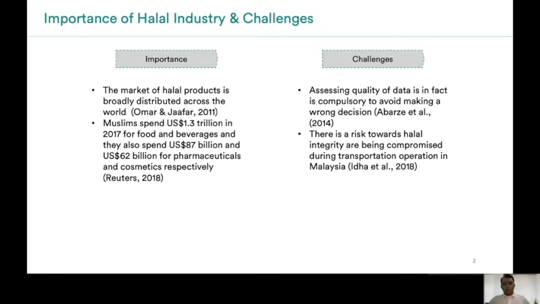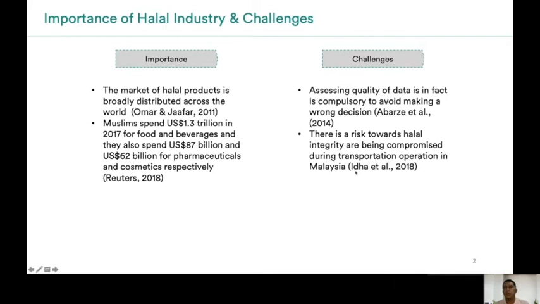And also the halal industry faces quite some challenges in today's world. The first one is that assessing the quality of the data is in fact compulsory to avoid making wrong decisions. So several problems that might appear due to poor data quality can include, for example, loss in revenue, customer dissatisfaction, loss of credibility in a system, and also delay in deploying new systems and extra time in data reconciliations.